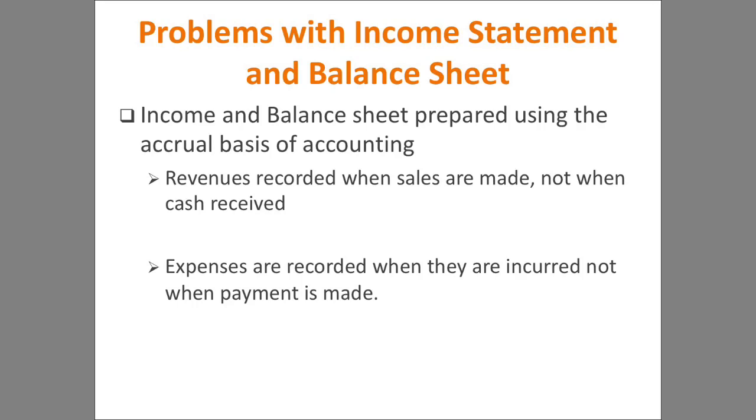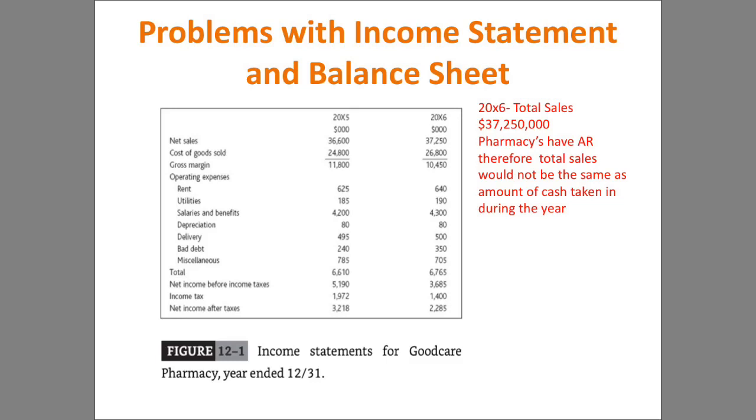So we're buying inventory and then paying our wholesaler at the end of the month or on 30-day dating, and so we're not seeing that cash removed right away. And that's the problem we have with the income statement and balance sheet. For example, in 2006, the total sales for this pharmacy business was 37 million 250,000. The pharmacies have accounts receivable, and therefore total sales would not be the same as the amount of cash taken in during that year, because we are waiting to get paid and we don't always get paid on a timely basis.